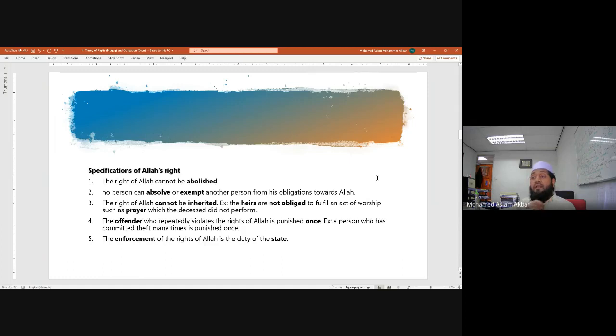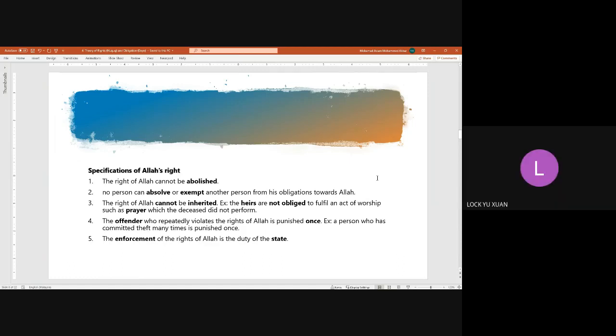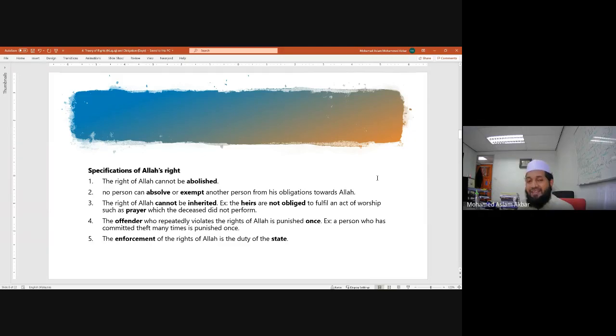The right of Allah cannot be abolished. Sir, sorry to cut you off. Just now, sir, you said the exclusive right, in the simplest words, is like the obligation, right? Like we have to obey the command and also avoid the prohibition, because Allah has the right to ask all Muslims to do anything for Him. Am I right? Exactly. You're right.